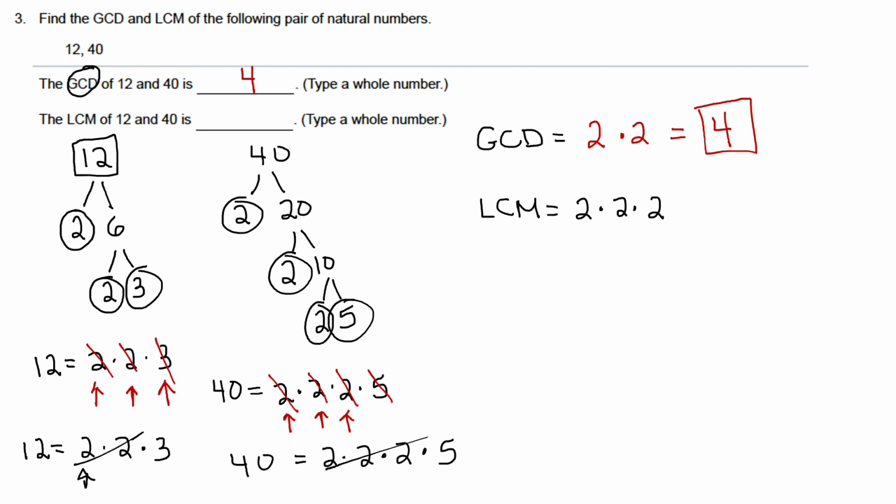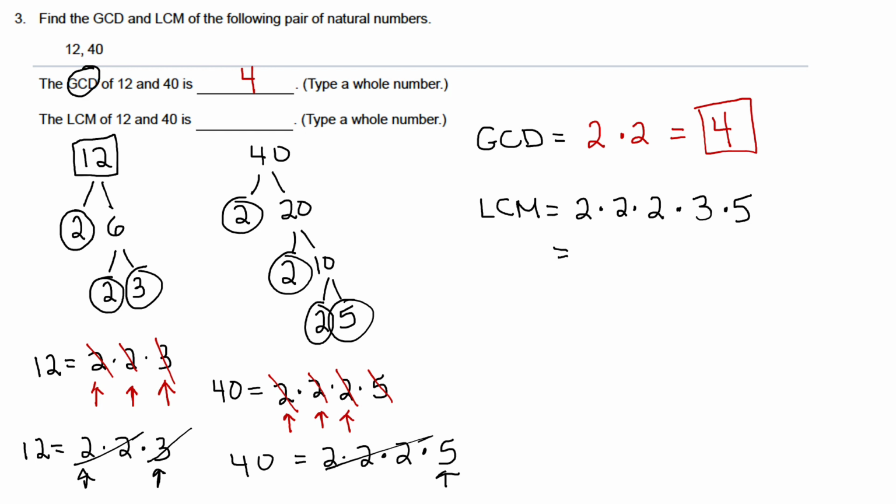So we took care of our 2's, so now we're going to look at the 3. The greatest number of times that 3 appears in any one number is 1 time. So we'll write down 1, 3. Now we'll look at the 5. The greatest number of times that 5 appears in any one number is 1 time. So we'll write down 1, 5.